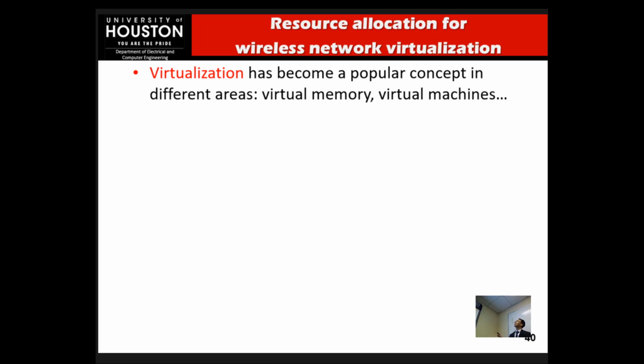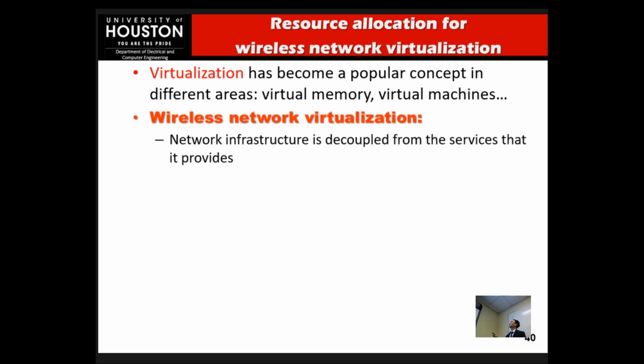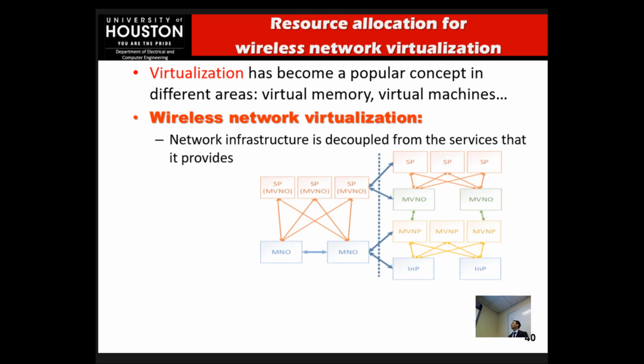The other work I want to talk about is resource allocation for wireless network virtualization. Virtualization has become a popular concept in many different areas. In computer science we have virtual machines and virtual memory, and now it's applied to wireless networks as wireless network virtualization. Here is the basic structure. At the lowest level we have the infrastructure provider, who owns the infrastructure and wireless resources. Then the mobile virtual network provider leases the network resources and creates virtual resources. Then the mobile virtual network operator operates and assigns the resources to service providers, who focus on providing service for users.